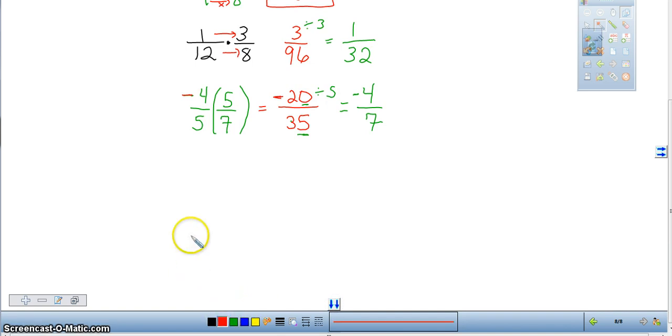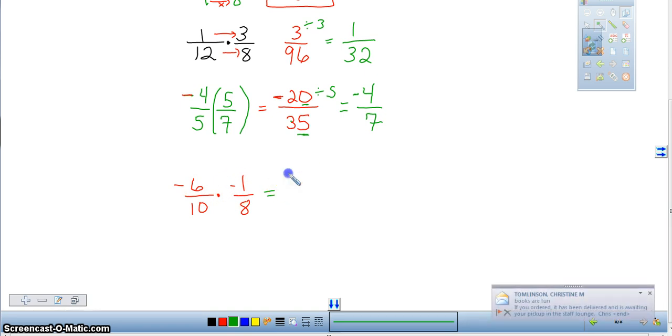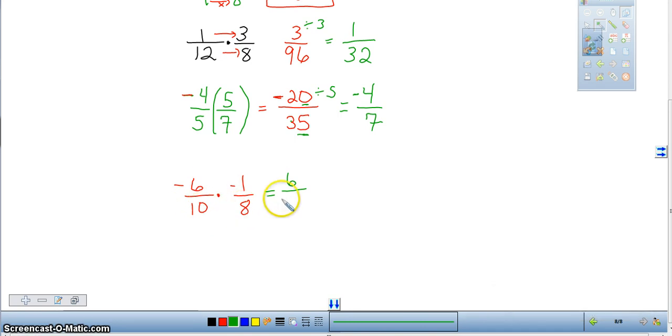Okay, let's try another one. What if they're both negative? Negative 6 over 10 times negative 1 over 8. So negative 6 times negative 1. Two negatives make a positive, so I get 6 because 6 times 1 is 6. 10 times 8 is 80.